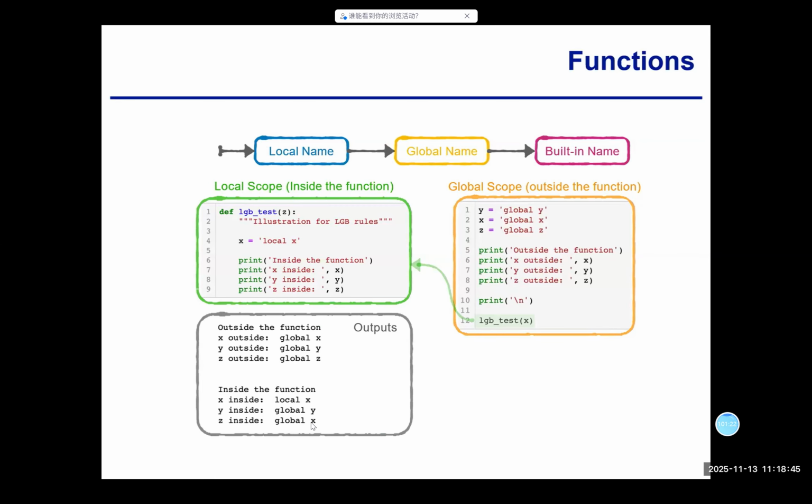So let's take a closer look at this function. This test function will take a single input argument and give it a variable name called z. And within the function, we are making a new variable definition x called local x.